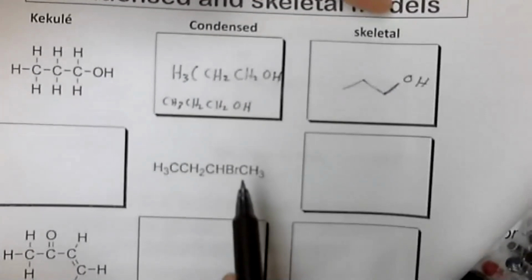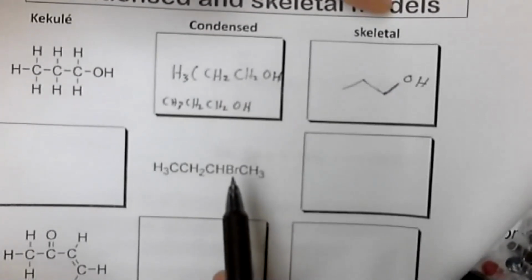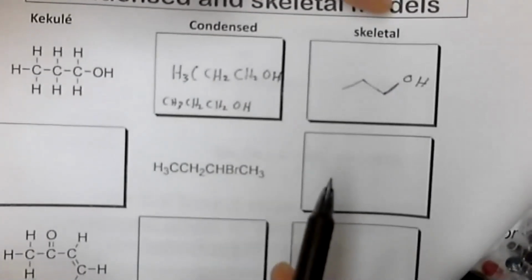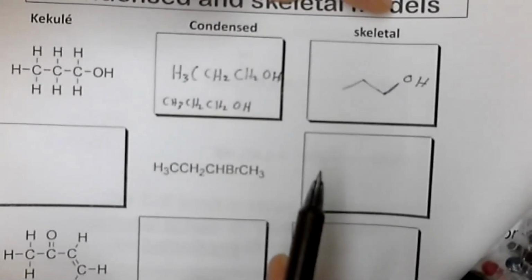Condensed, how many carbons are there? 1, 2, 3, 4 carbons, right? Maybe I'll start with the skeletal. So what should I draw first? Anybody want to say? CH3.